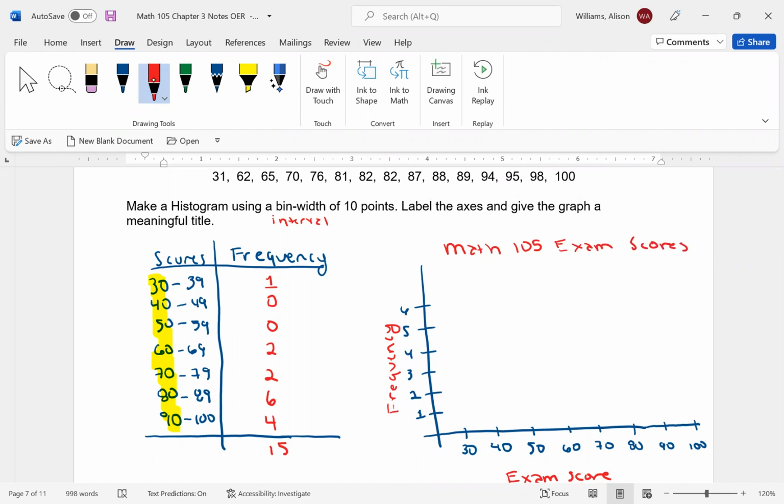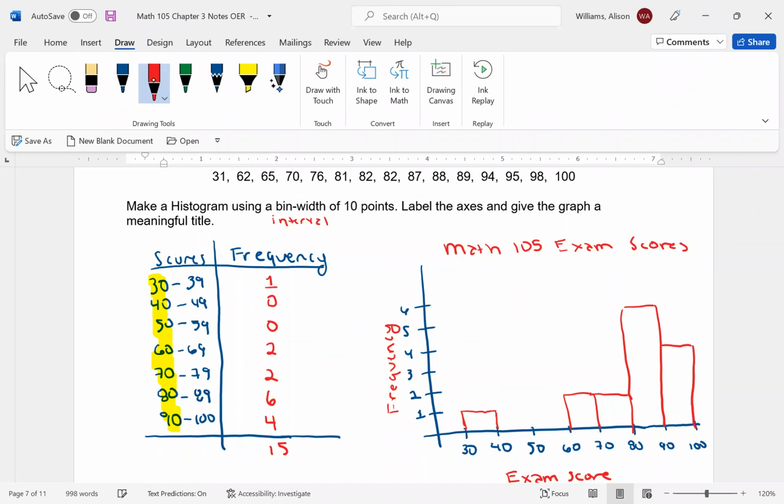Okay. So we had one person in the first category. So I'm going to make a box like that. 0 in the next two categories. So I'm going to leave those empty. And then we get up to the 60s. We get 2 in that category here. Make a box like that. Oops. I said 60s and then I did it on the wrong one. 60s. There we go. In the 70s, I have 2 again. In the 80s, I have the big category of 6. And then in the 90s, I have 4.